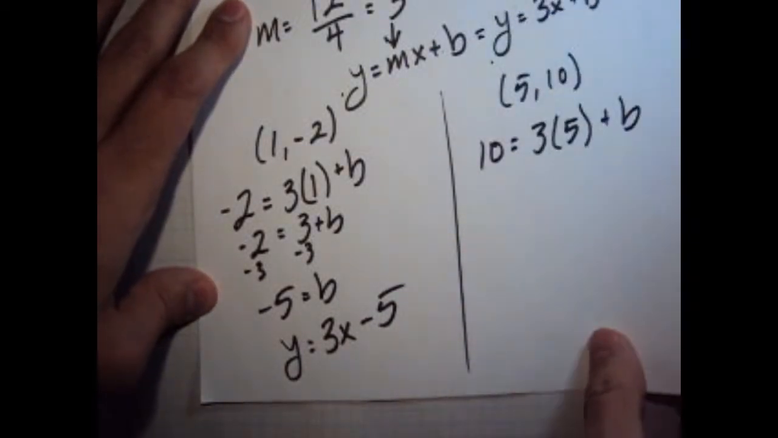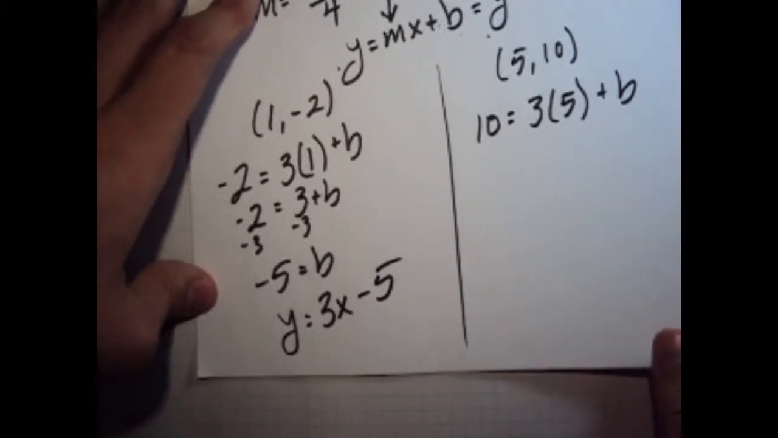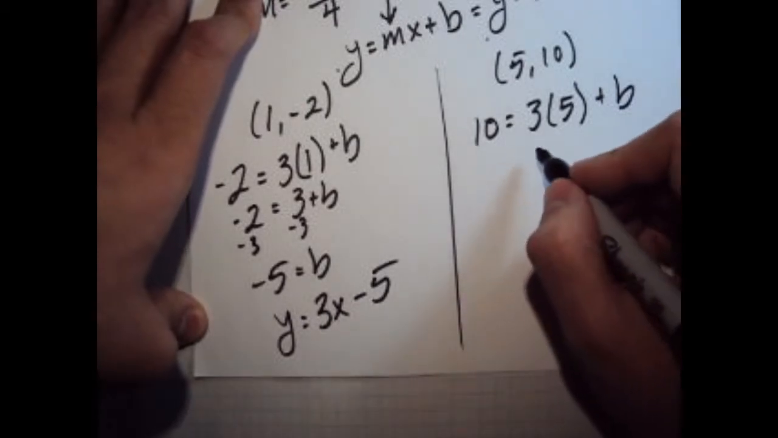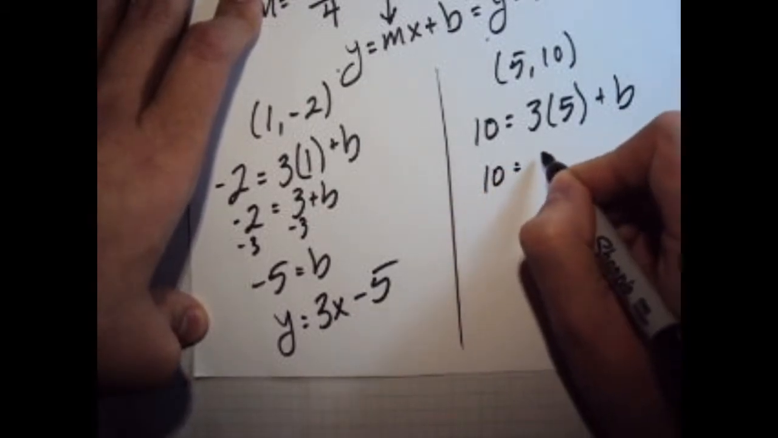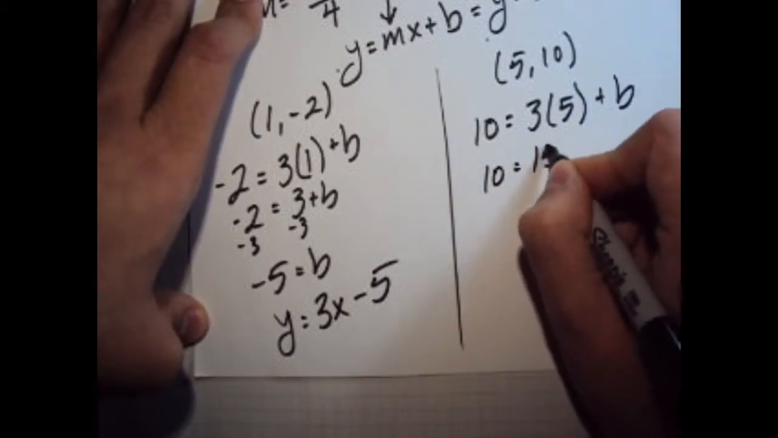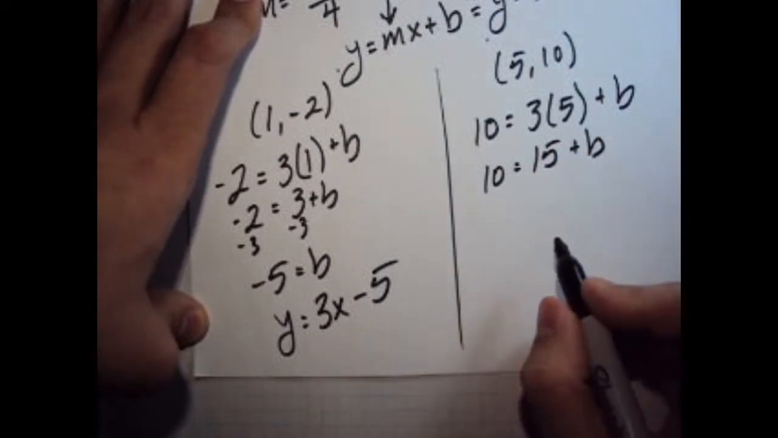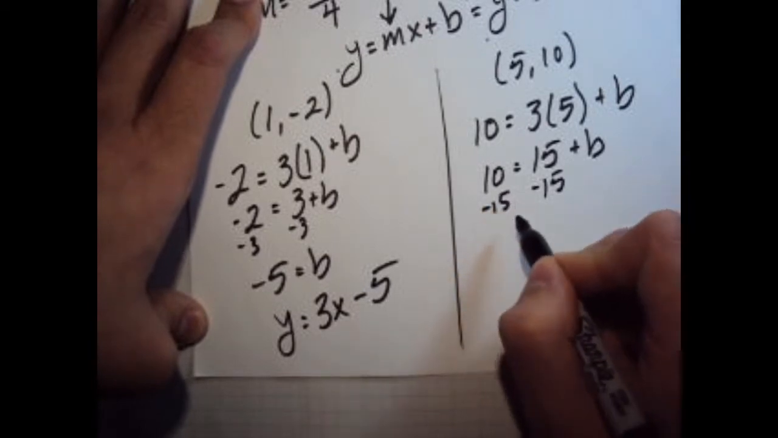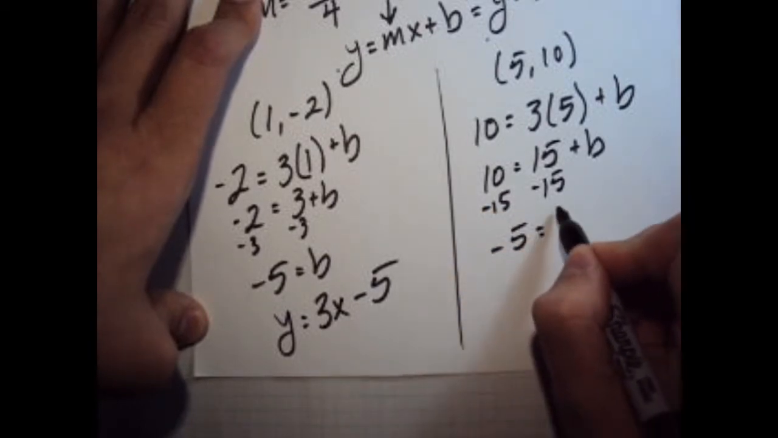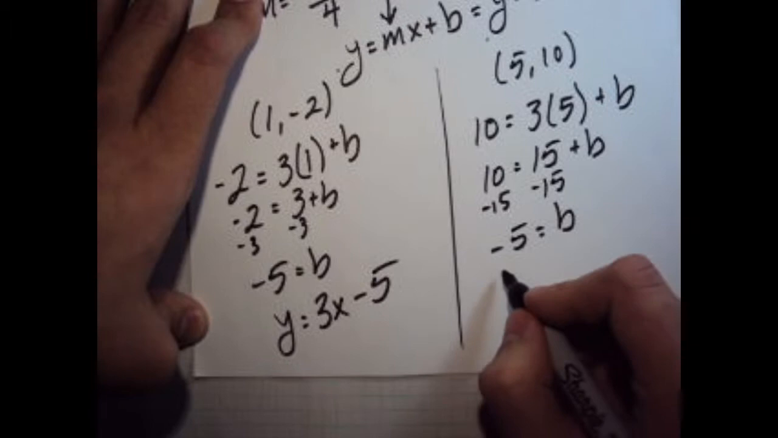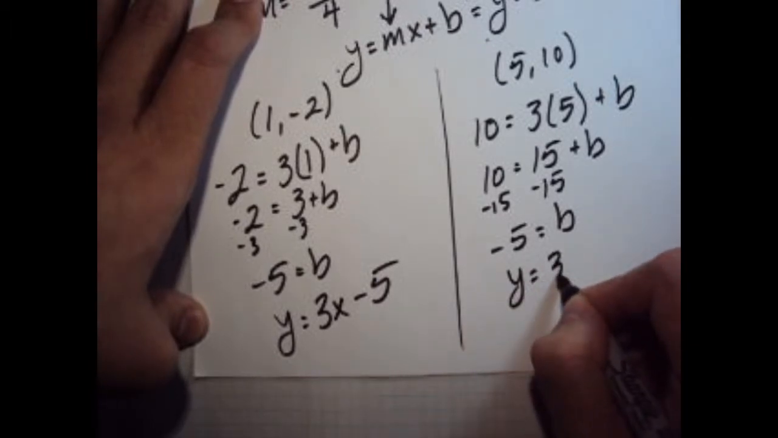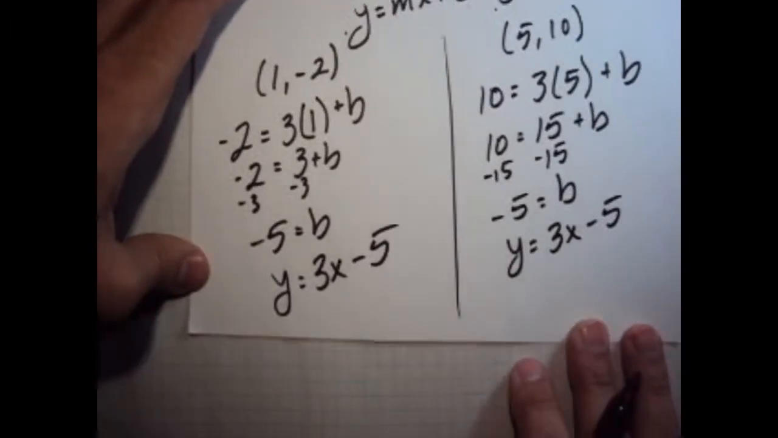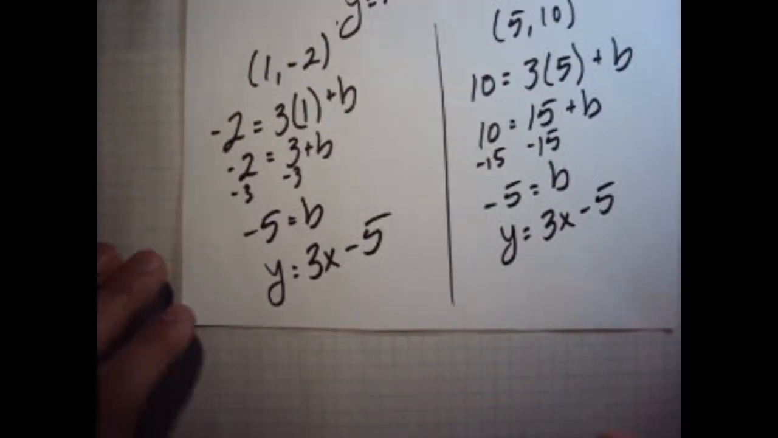Now you might be able to see this right away. Sometimes if you've solved enough equations, you can say, oh, b has to be negative 5. But we're going to go through it just to be safe. So that's 3 times 5, that's 15, plus b. So we're going to subtract 15 from both sides. That gives us negative 5 equals b. And our equation again, y equals 3x minus 5. So they both match, and life is beautiful.